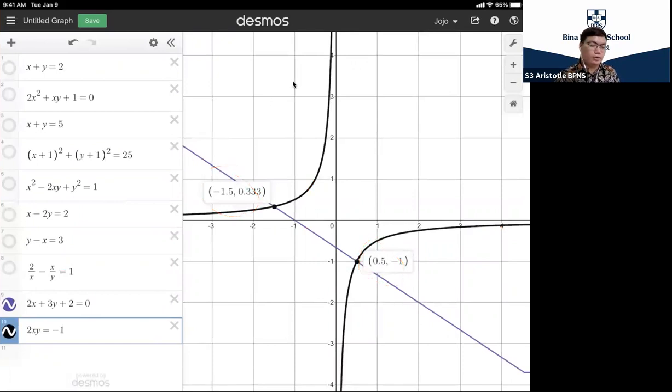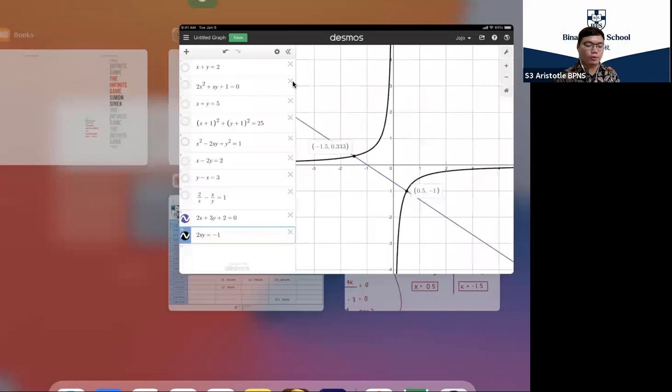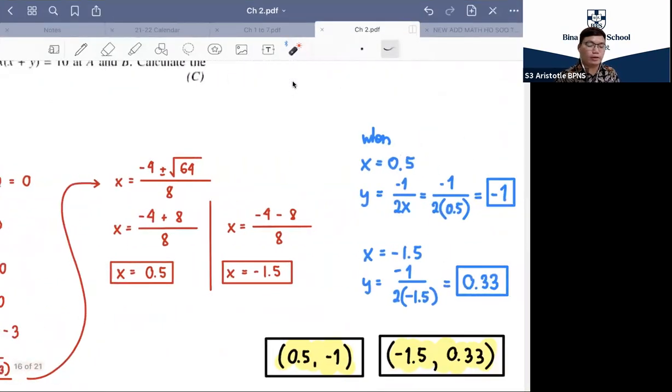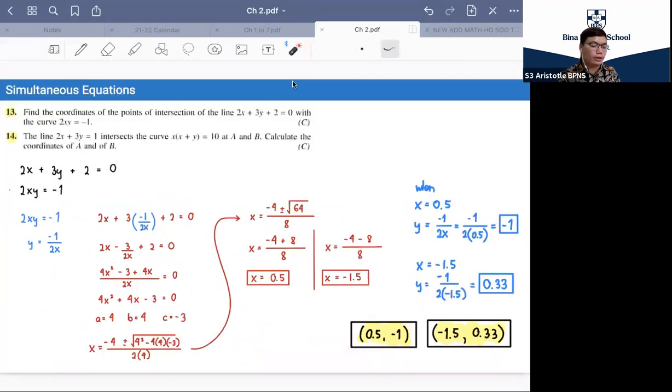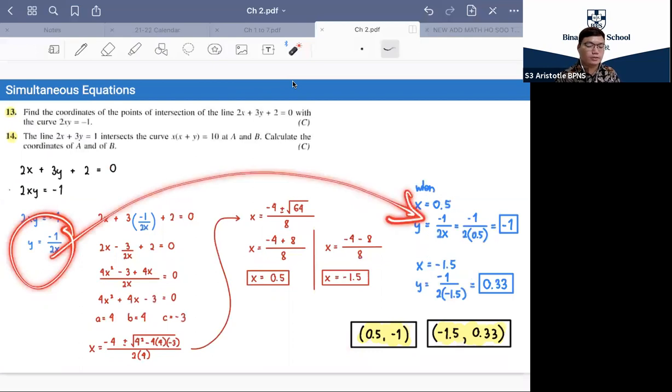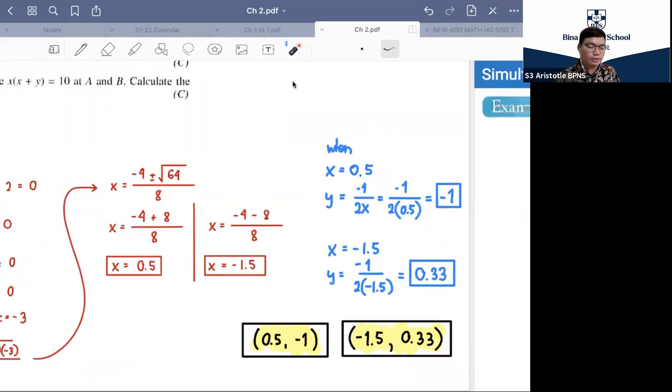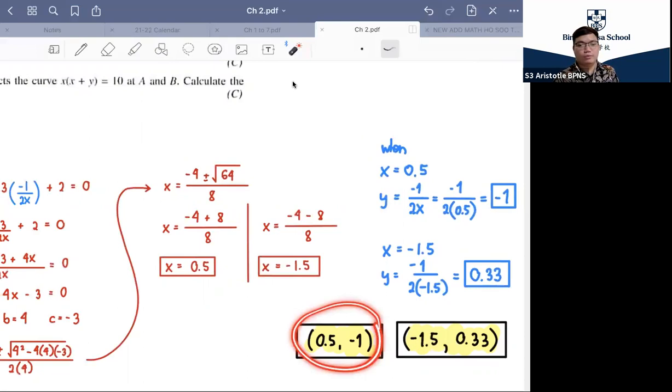Okay, so let's now solve for the y values. Now, when x is 0.5, sorry guys, I wrote it like this because I'm out of space. So x is equal to 0.5, right? So therefore y is equal to, by the way, I use this one again for this. Okay, so negative 1 over 2x equals negative 1 over 2 times x is 0.5. So therefore, y is equal to 1. So my first point is 0.5 and negative 1.